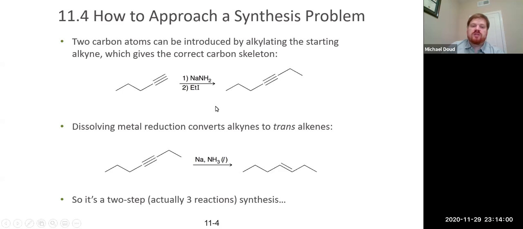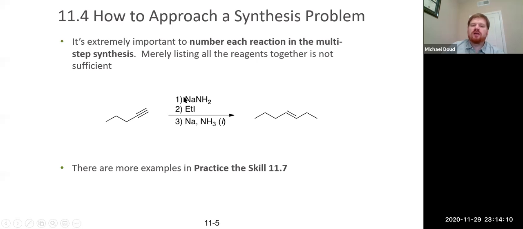So we get 3 steps in total. Step 1, deprotonation. Step 2, substitution. Step 3, reduction, the dissolving metal reduction. When we write it all out, we write it like this: step 1, then step 2, then step 3. One key thing is you can't list all of these reagents together, because then you just mix everything together, and that doesn't tell us the order in which you need to do things. So on the test, make sure that you're numbering your steps, just like what we see right here.